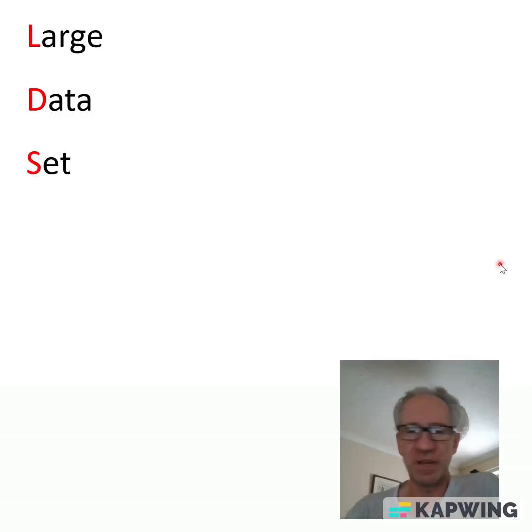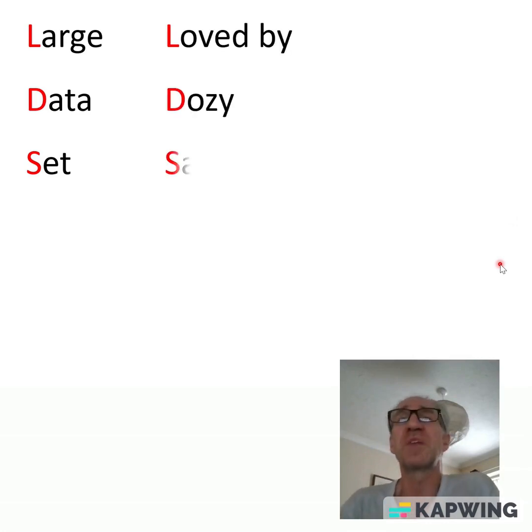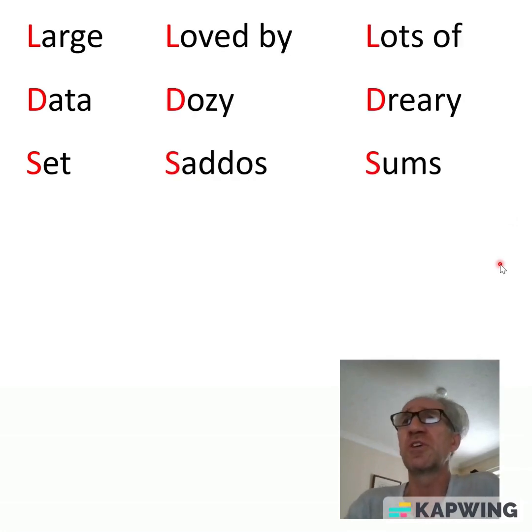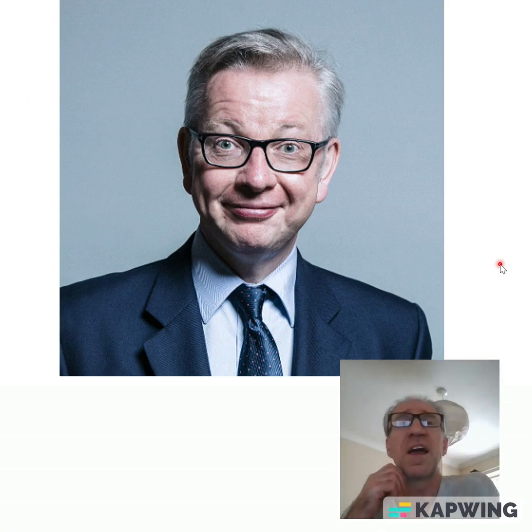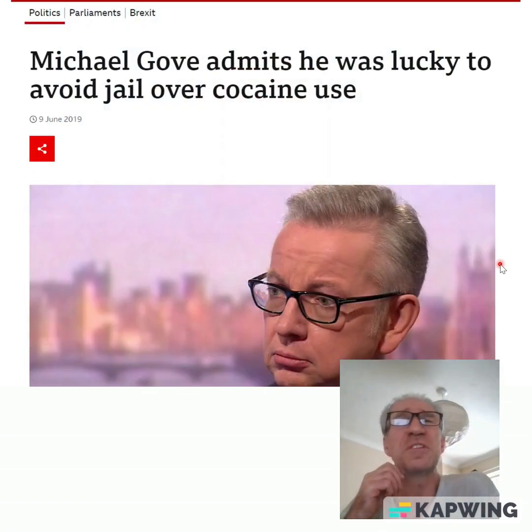Right, large data set. Don't get me started. All right, then, if you insist. As far as I'm concerned, it's loved by dozy saddos who like to ask you lots of dreary sums. Introduced, of course, by Michael Gove, in effect, who changed the A level back in the day, and who famously admitted to taking cocaine. So potentially, because he's got a history, he could have been on drugs when he changed the A level. So it says it all, really.